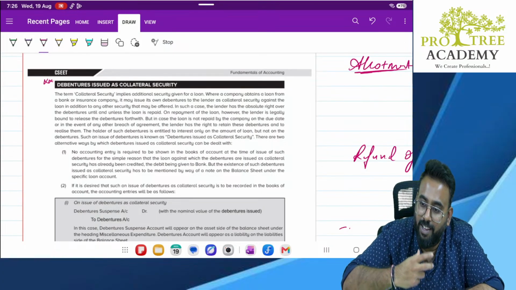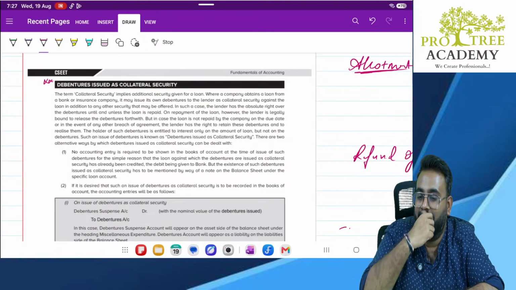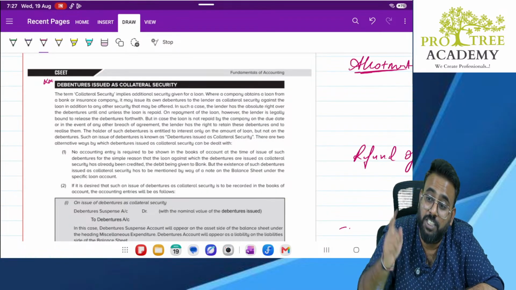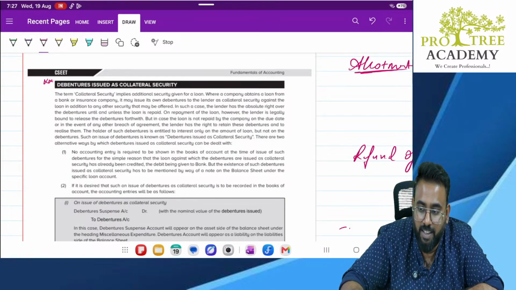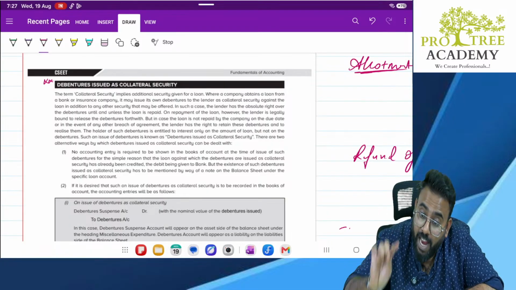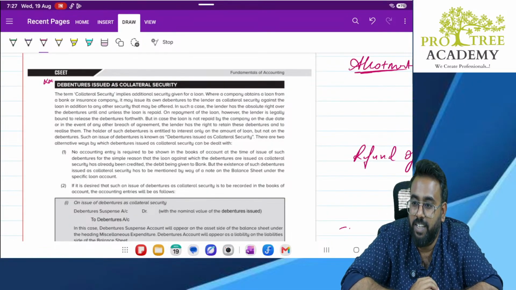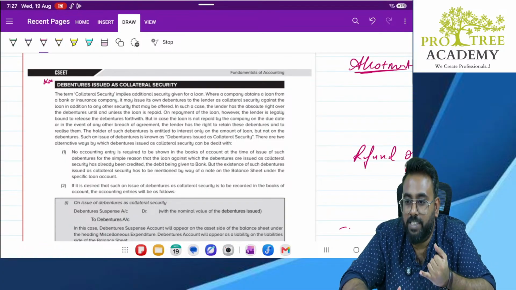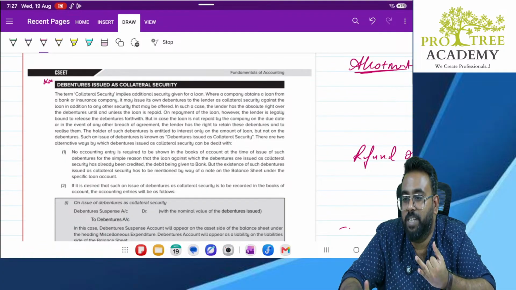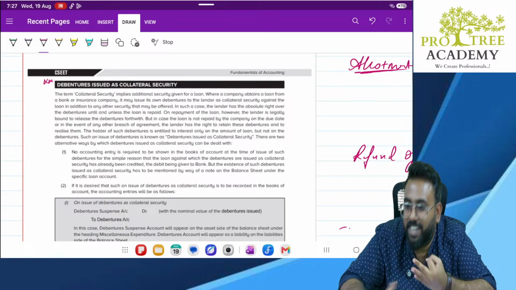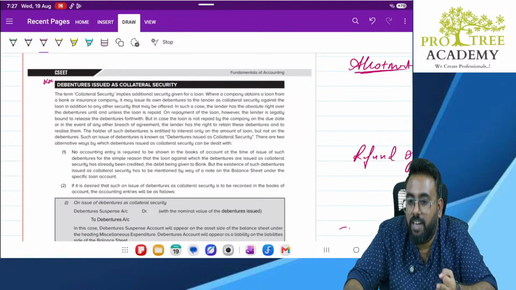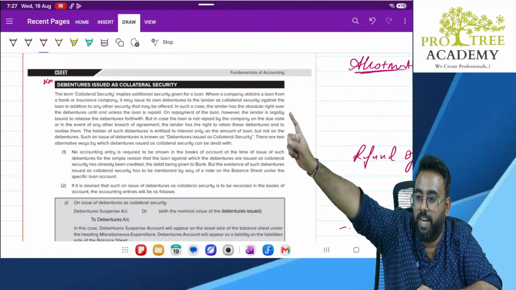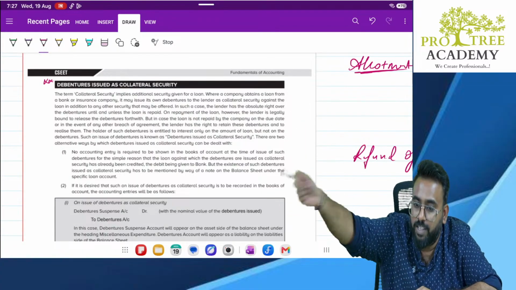Here, the debentures are not actually issued in the way they are issued to the public. Rather, they are issued as a collateral security. That means I will not repay the debentures. I have not received any money on the debentures. I will not pay any interest on the debentures. However, tomorrow, if I default on making the loan payment, then they will invoke the debentures.